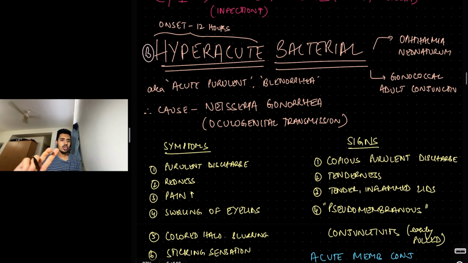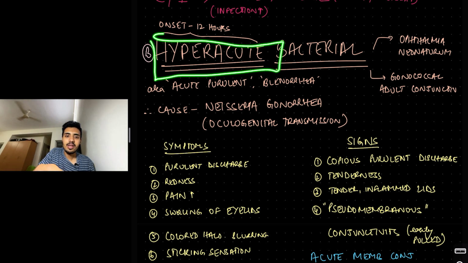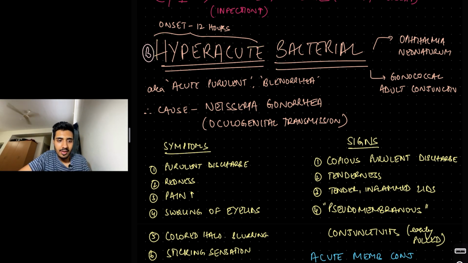Next type, the most dangerous type under bacterial conjunctivitis is hyperacute bacterial conjunctivitis. Now, what is hyperacute bacterial conjunctivitis? Why is it known as hyperacute? Because the onset of symptoms is within 12 hours. Within 12 hours, you have onset of conjunctivitis. That is hyperacute bacterial conjunctivitis.